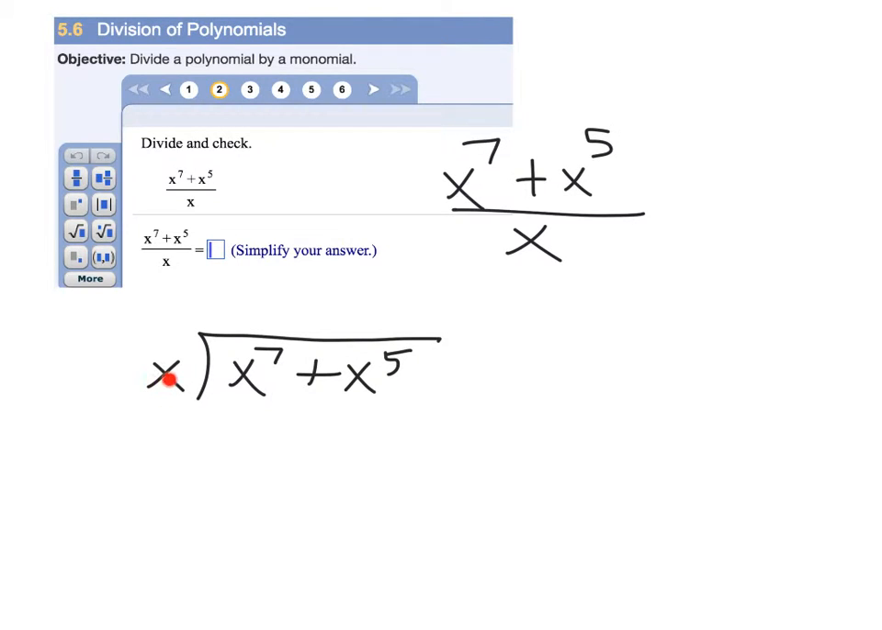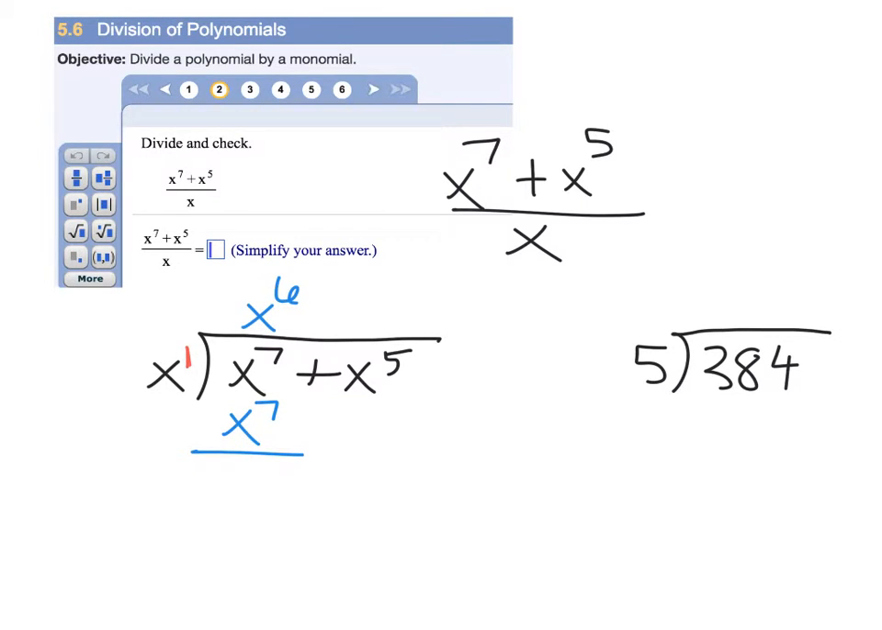Now I'm going to say x, and remember this is x to the first power. What do I need to multiply x to the first power by in order to get x to the seventh power? Well, I need to multiply by x to the sixth power, because x to the sixth power times x to the first power gives me x to the seventh power. And just like when you were kids, like if you were dividing like 5 goes into 384, what would you do? Well, you'd say, well, 5 goes into 38. Let's see, 5 times 7 is 35.